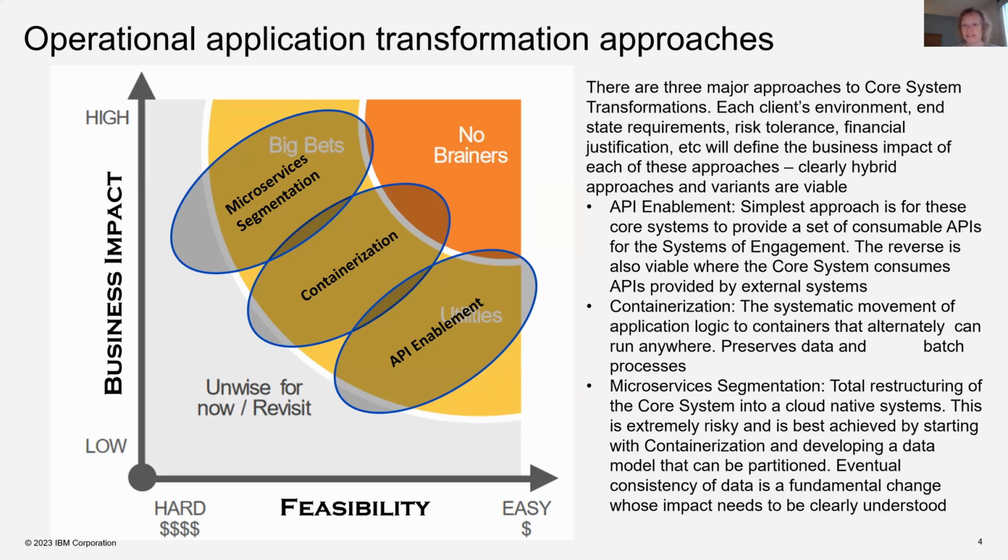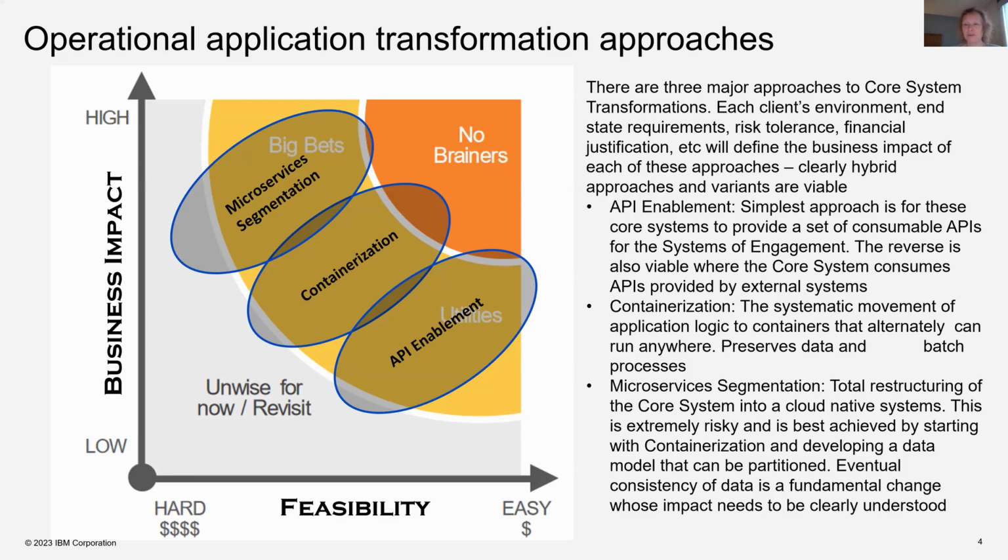The last one, I think, is the most popular in conversations, especially in executive conversations. And this is implementing microservices and segmentation. But to be honest, this is also the most risky. And typically, it takes a long time to deliver value to the business.